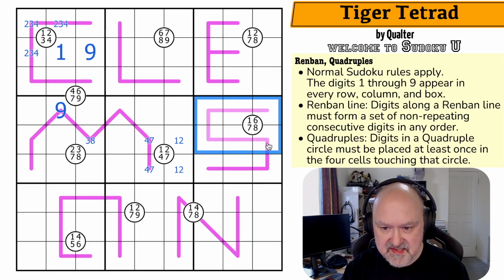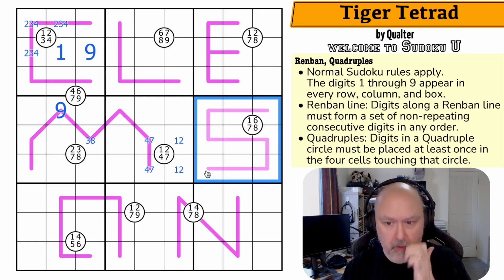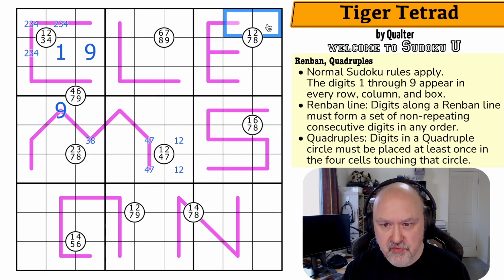This Renban line is actually pointless to the grid because this Renban line is a 9-cell long line all within one box. So it's basically telling us that the digits 1 through 9 is here. This is just there for cosmetics. So I'm ignoring that one at the moment. 1 around this quadruple is in one of those 2 cells. But if I was, oh no, we could go 1, 2 there.